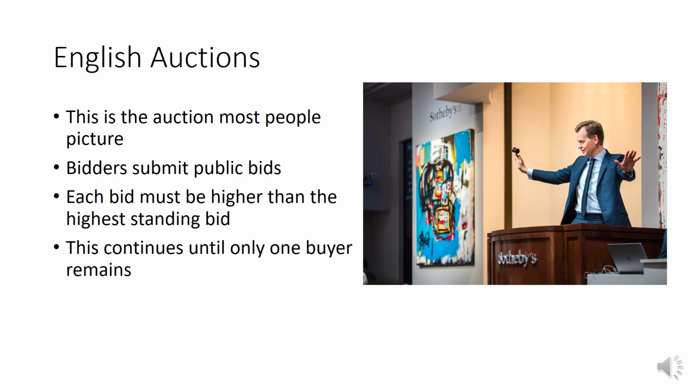English auctions are the auctions that most people picture when we say auctions, whether we're talking about cars or livestock or silent auctions. We've got an auctioneer, we've got bidders submitting public bids. In order to continue on in the auction, you need to bid higher than the previous one. This continues until there's only one bidder left. This is what we typically think of when we think of auctions. $1, $1, $1. Do I hear $2?